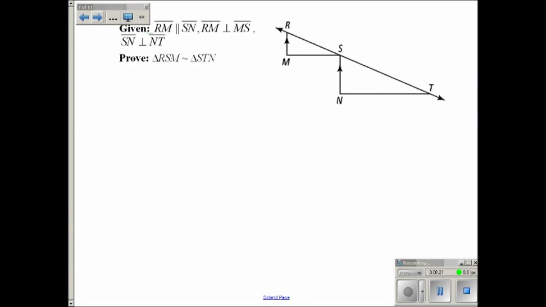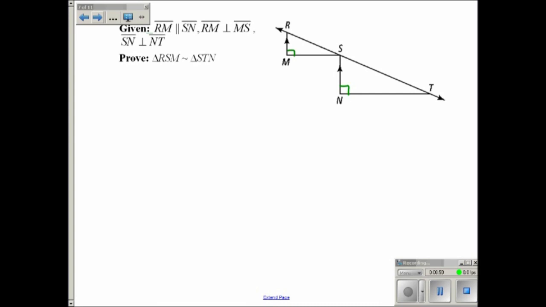So let's prove this. We are given that RM is parallel to SN. Okay, and we're given that RM is perpendicular to MS. I'll draw that in the diagram. And SN is perpendicular to NT. Okay, so now looking at this picture, why would these two triangles be similar? Am I going to use angle, angle, side, angle, side, or side, side, side? Now, we don't know anything about side lengths. So that leads me to believe that I probably want to use angle, angle.